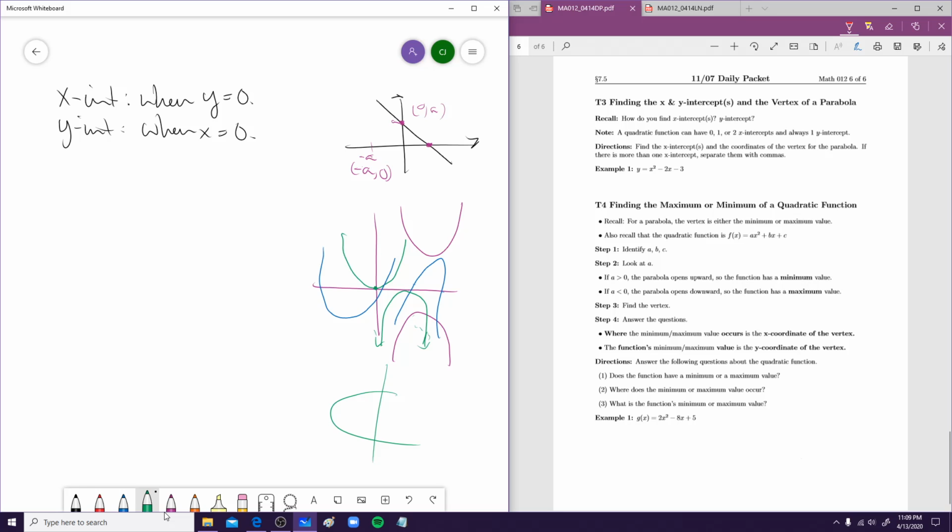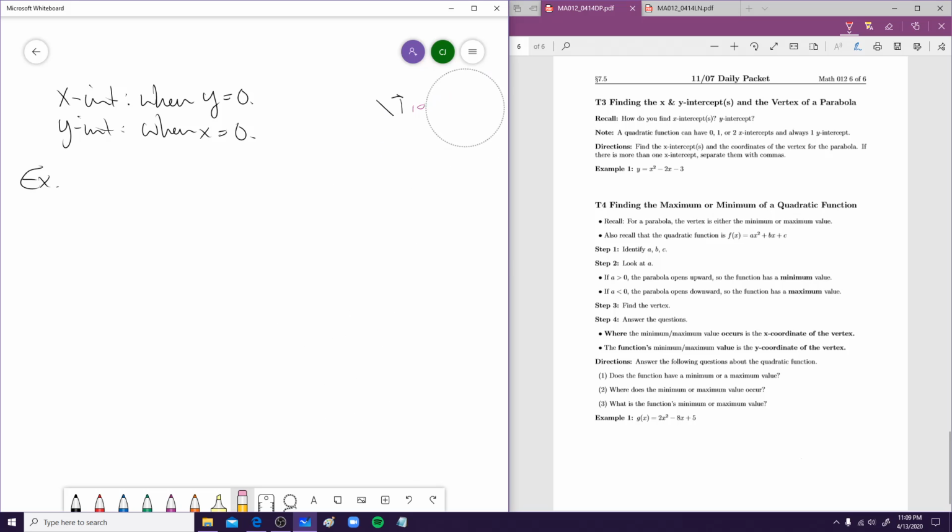So now let's do our example. Maybe let's erase this nonsense so it doesn't distract us. So our example, we have y is equal to x squared minus 2x minus 3. Our directions are to find the x-intercept and the coordinates of the parabola. I didn't add it to the directions, but we should also find the y-intercept. So first things first, we're going to find the x-intercept. How do I do that? I'm going to plug in 0 for y.